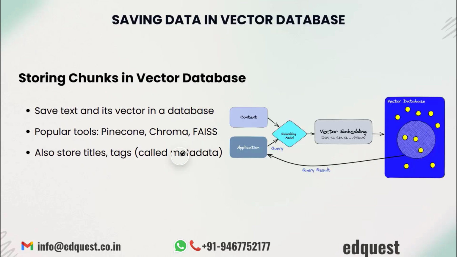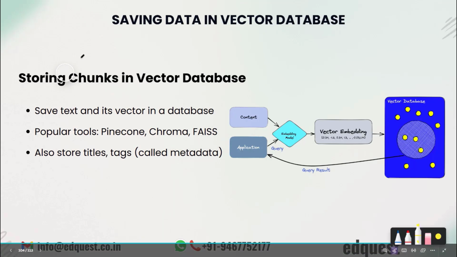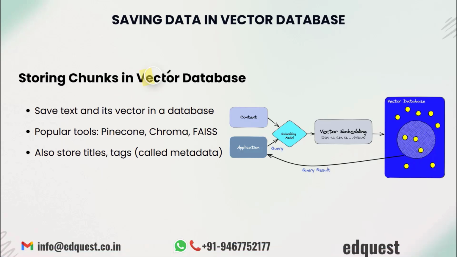Now that we have created a vector from text chunks, we need a place to store them, and that is a vector database. A vector database is especially designed to store and search these high dimensional vectors. Popular tools include Pinecone, ChromaDB, and FAISS. We also store metadata with each chunk, like the document title, section heading, or tags, to make the results more informative. This database becomes the AI's knowledge base.